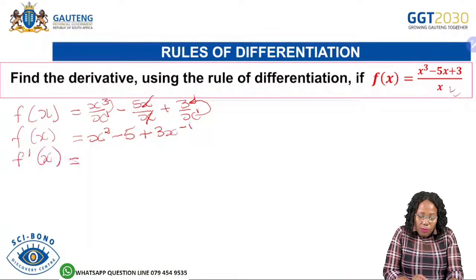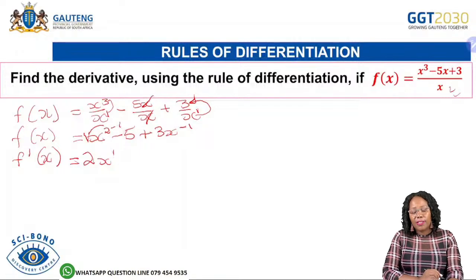Okay. Now let's apply the method. We have exponent 2. It will be 2 times the coefficient 1 there. That is 2. x to the power 2 minus 1. That will be to the power 1. That is the correct derivative there.